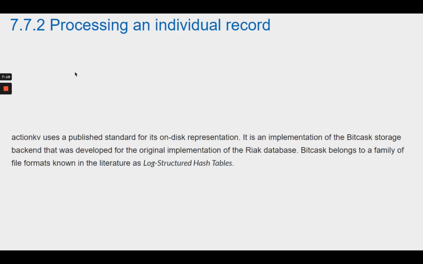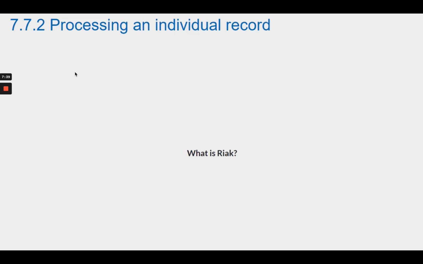Section 7.7.2. Processing an individual record. ActionKV uses a published standard for its on-disk representation. It is an implementation of the BitCask storage backend that was developed for the original implementation of the Riak database. BitCask belongs to a family of file formats known in the literature as log-structured hash tables.